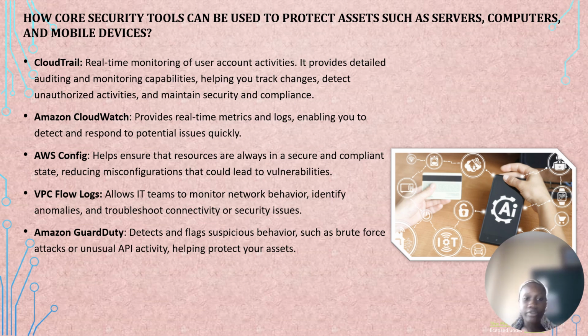So the AWS Config is used to ensure that the resources are always in a secure and compliant state, reducing misconfiguration that could lead to vulnerabilities. The VPC Flow Log allows IT teams to monitor network behaviors, identify anomalies, and troubleshoot connectivity or security issues. Amazon GuardDuty detects and flags suspicious behaviors such as brute force attacks by hackers, or unusual API activities, helping protect your access.